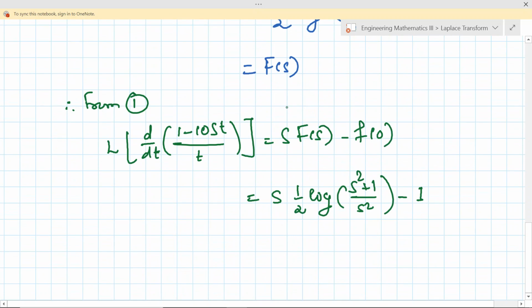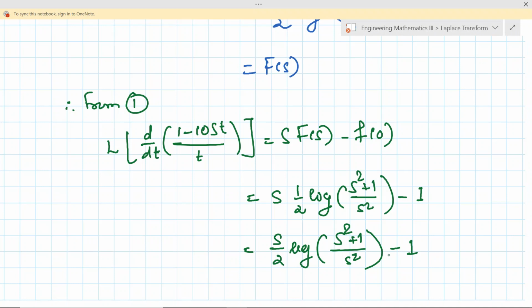Finally you can write this as s by 2 into log of s square plus 1 divided by s square minus 1. Okay, so this is the final answer with the help of Laplace transform of derivative. We have used two theorems here. First is the division by t property, and second is the Laplace transform of derivative. So hope you understand this.